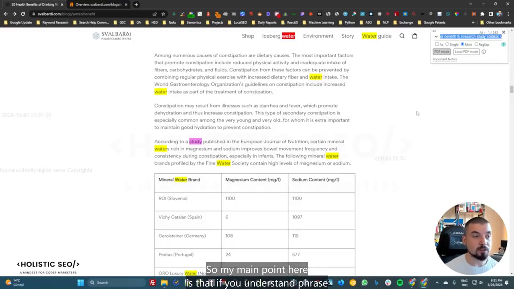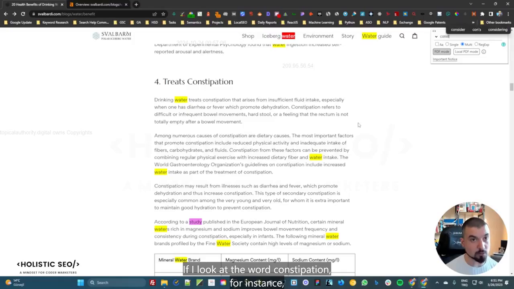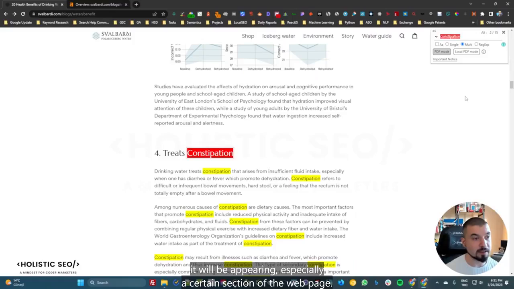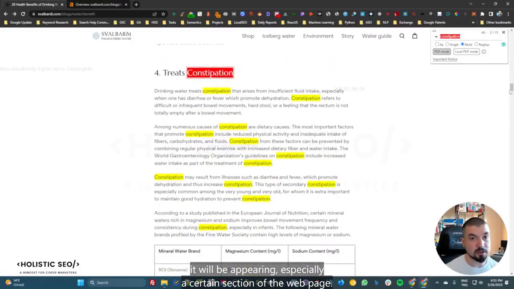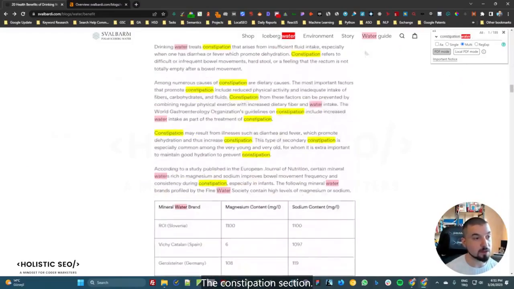So my main point here is that if you understand phrase-based indexing and phrase co-occurrence for understanding the context flow, you will realize that certain types of words appear page-wide, but some of them appear only in a certain section of the page. If I look at the word constipation, for instance, you will realize that it will be appearing especially in a certain section of the web page. And if I choose water, for instance, this specific co-occurrence will be appearing only inside the constipation section.